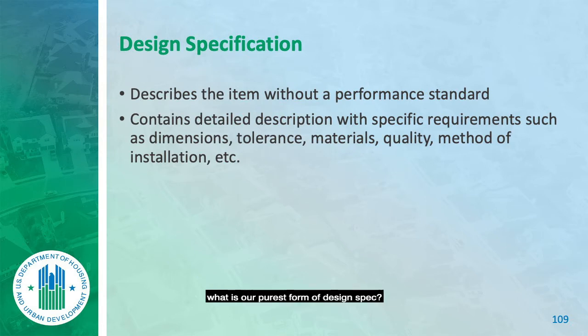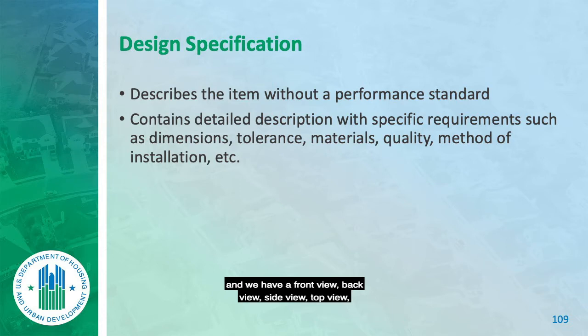Design specifications. What is our purest form of design spec? Construction drawings. We have a front view, back view, side view, top view, bottom view, cutout view. Everything is drawn and it's all there. When this building was built, there was a drawing that showed these lights, these doors, those switches. They didn't decide where to put any of that. It's a design spec that says this is exactly how you're going to do it.